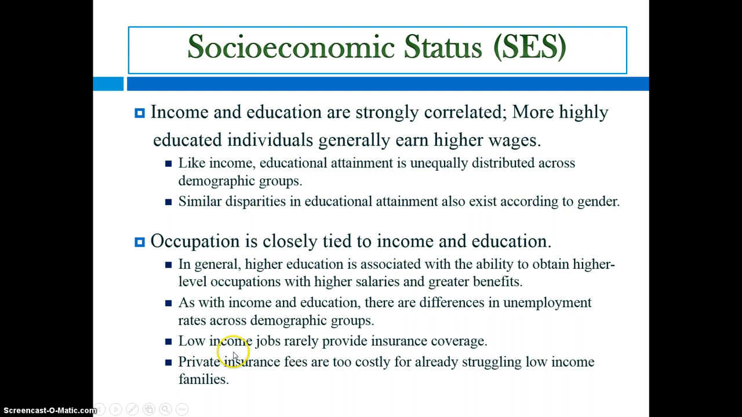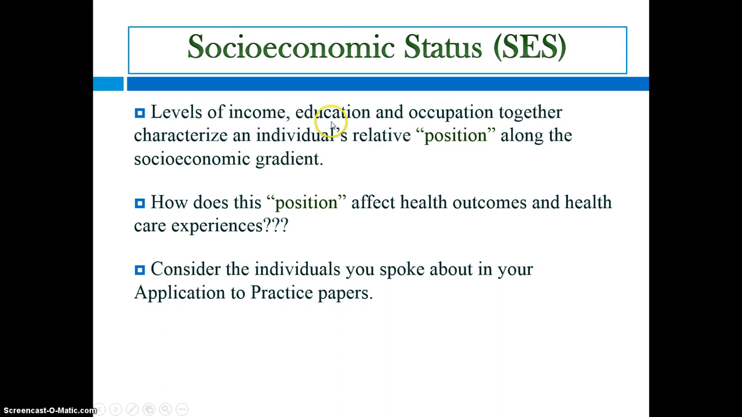Low income jobs rarely provide health insurance, and private insurance fees are just too high for families struggling with low incomes. We know that levels of income, education, and occupation together characterize a person's, what we would say, position along that socioeconomic gradient. With that in mind, how does this position affect health outcomes or someone's health care experience? Consider the individuals you spoke about in your application to practice papers. Once again, how does that position affect health outcomes and someone's health care experience?